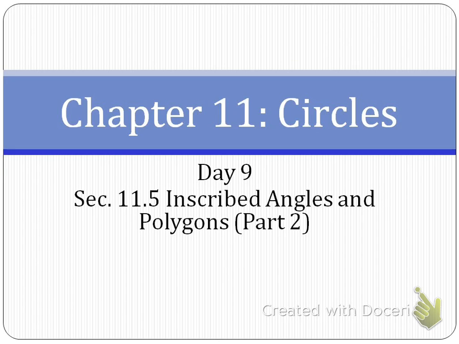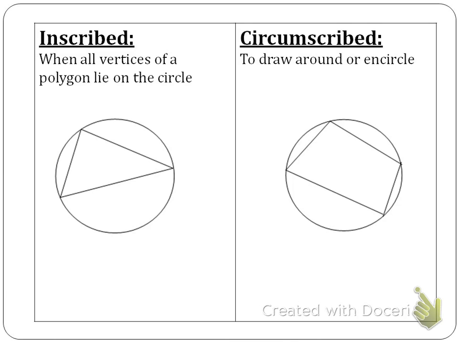We're doing chapter 11 circles, day 9. It's 11.5 part 2, so we're really going to concentrate on inscribed polygons and what happens when you have those. So first definition, inscribed is when all the vertices of a polygon lie on the circle. So an inscribed polygon is inside a circle. Now when you're circumscribed, you're a polygon that's around a certain object.